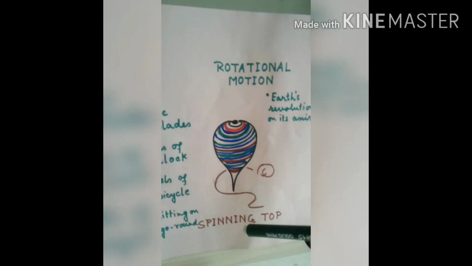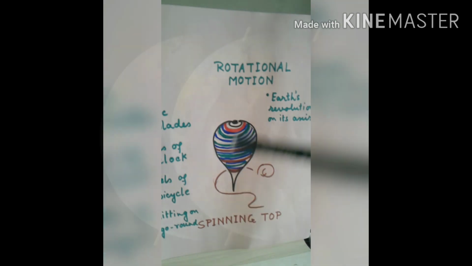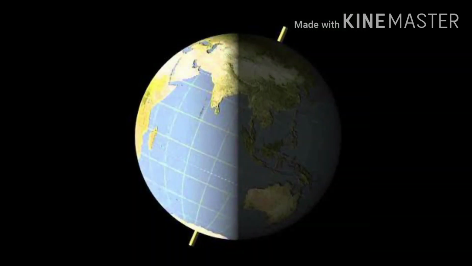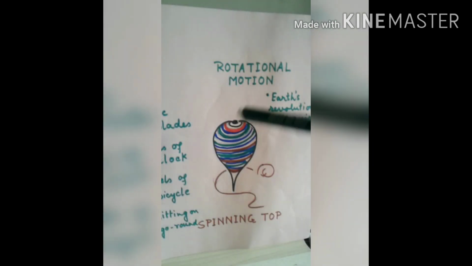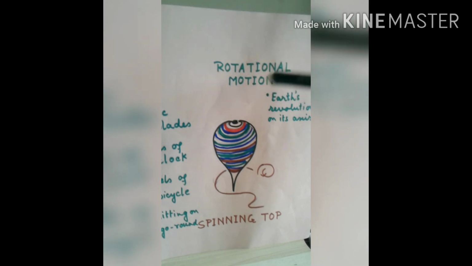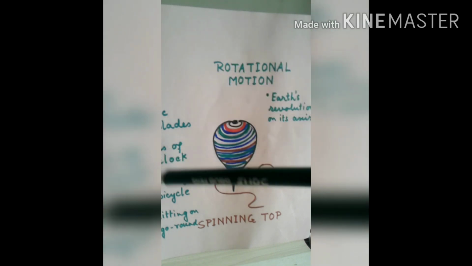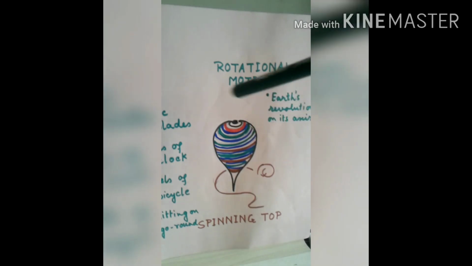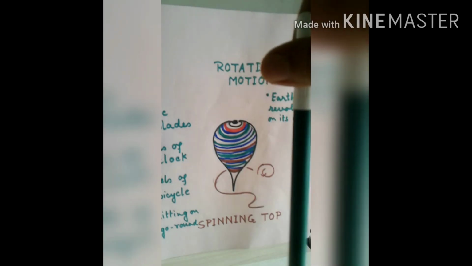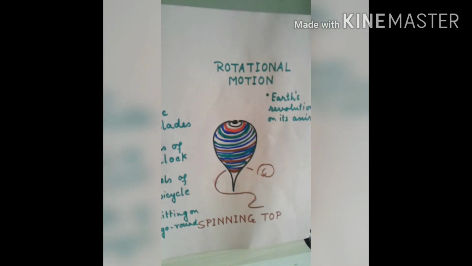So this is the spinning top, or the Earth's rotation on its axis. These all are the examples of rotational motion. So circular motion is one in a circular path, and rotational motion is when the object is moving on its axis.